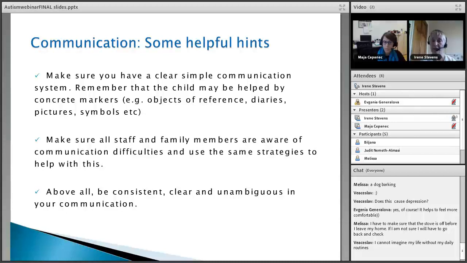If any of you are currently working with children affected by ASD, do you use any particular communication systems with them that have been helpful?